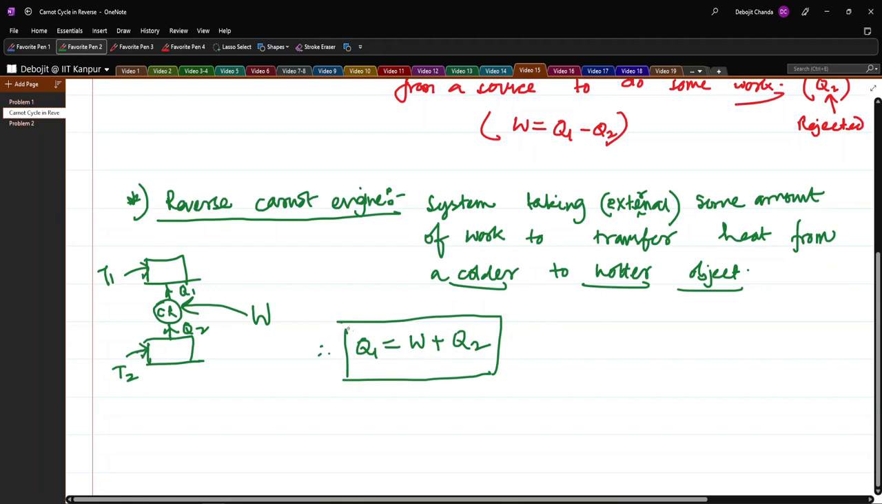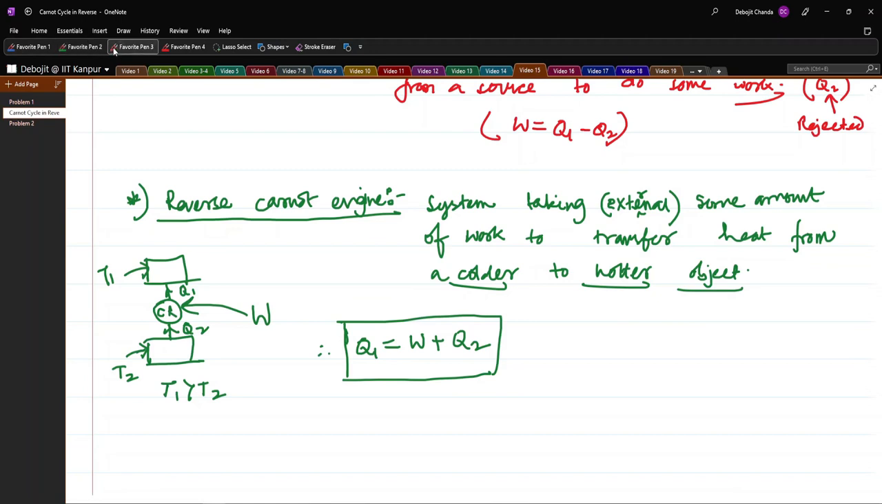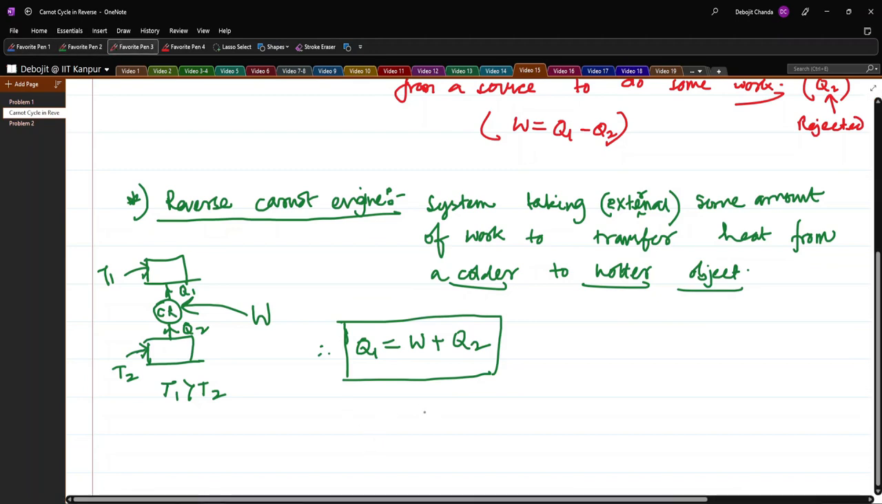So basically a Carnot cycle which is working in the reverse direction is taking some work from an external source to retrieve Q2 amount of heat from a reservoir at lower temperature and transfer it to a heat reservoir at higher temperature. So this is basically like a refrigerator which will take heat from a colder object and make it even colder. Now the next and most important thing that we are interested in is the efficiency.